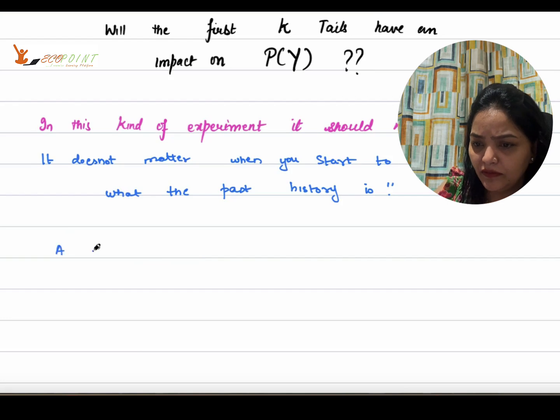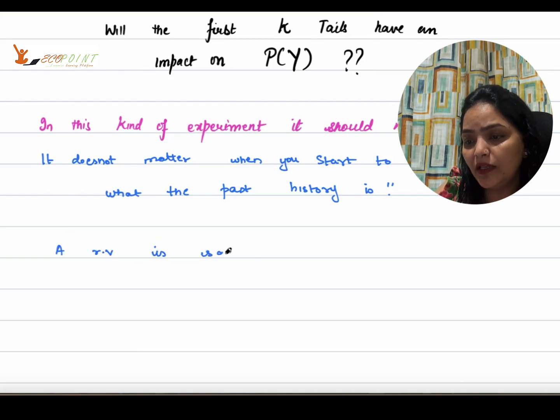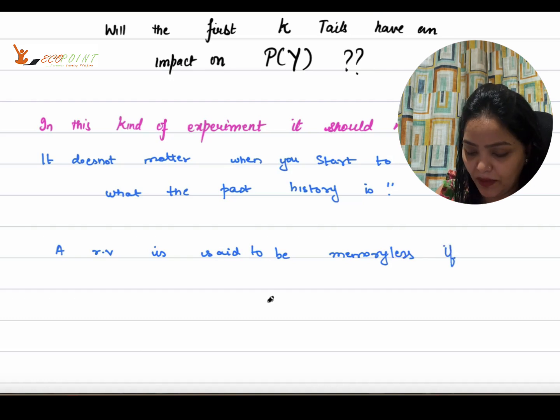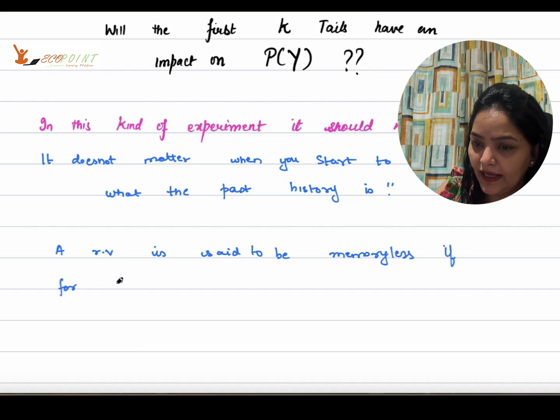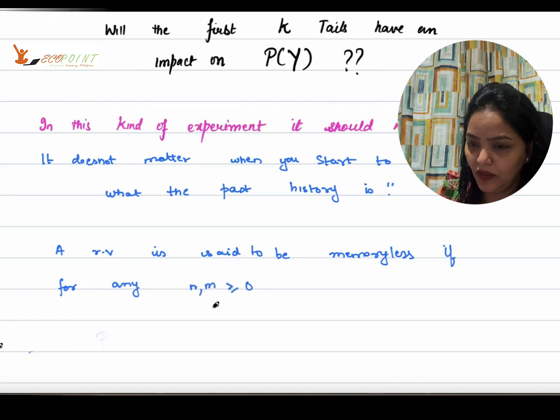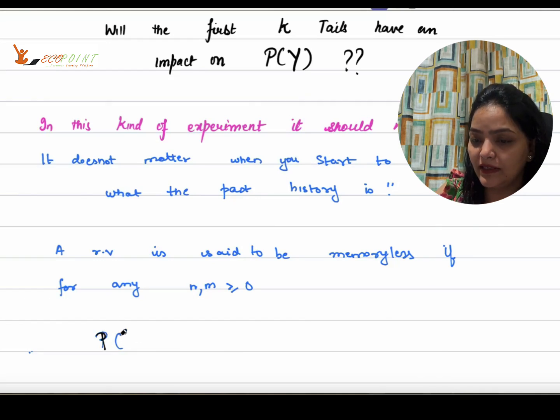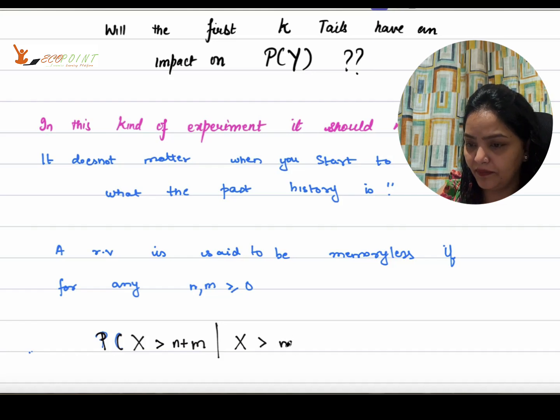Any random variable is said to be memoryless if, for any n, m greater than or equal to 0, the probability that your random variable X is greater than n plus m, conditional on X already being greater than m, turns out to be just the same as the probability that X is greater than n.